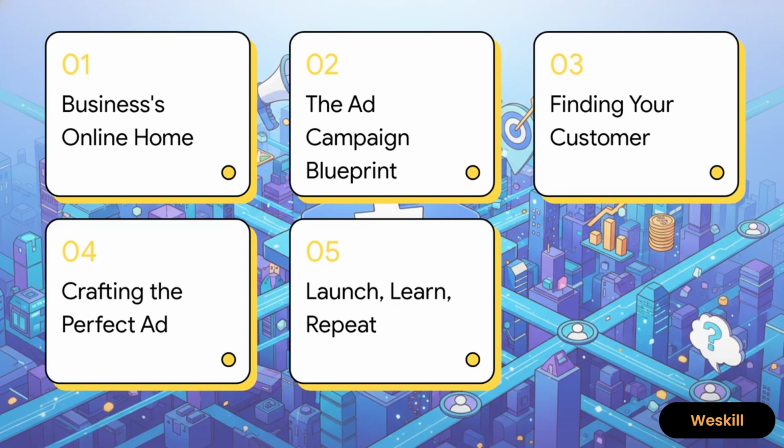So here's our game plan. We'll start with the absolute first thing you need, your business's online home. Then we'll jump into the three-level blueprint that every single ad campaign is built on. After that, we'll look at how you find your perfect customer, how to actually make the ad they'll see, and finally, what happens after you hit that launch button.